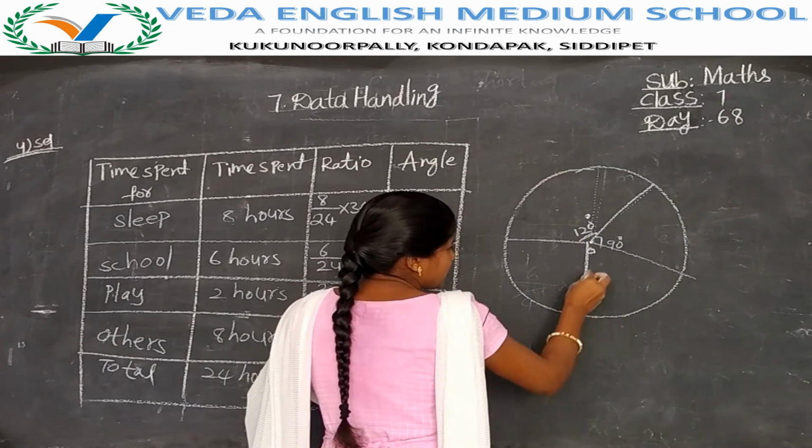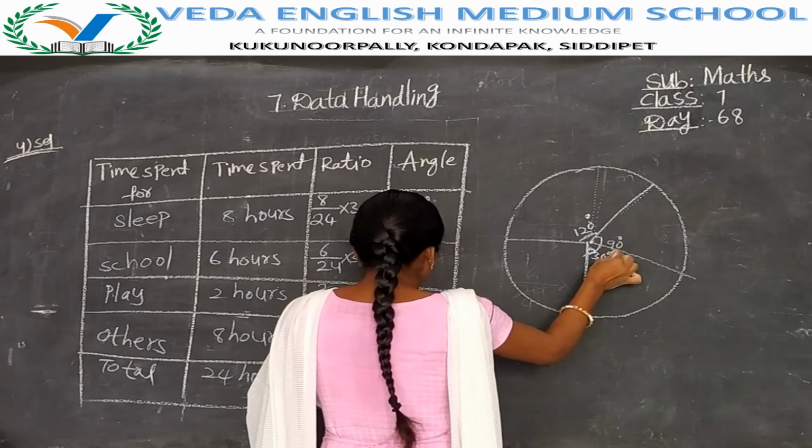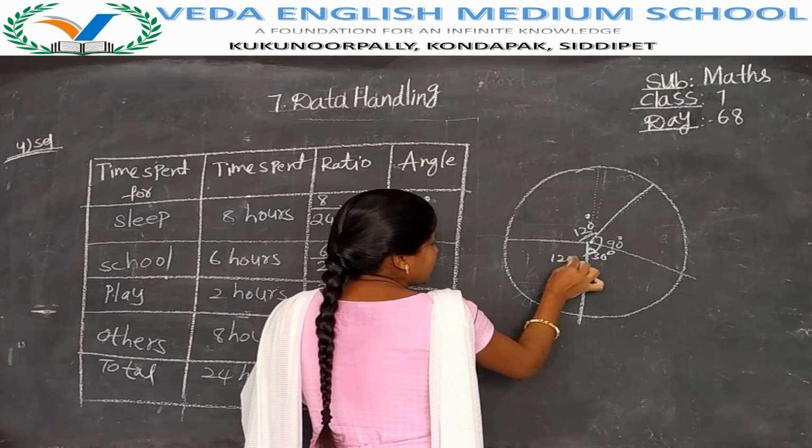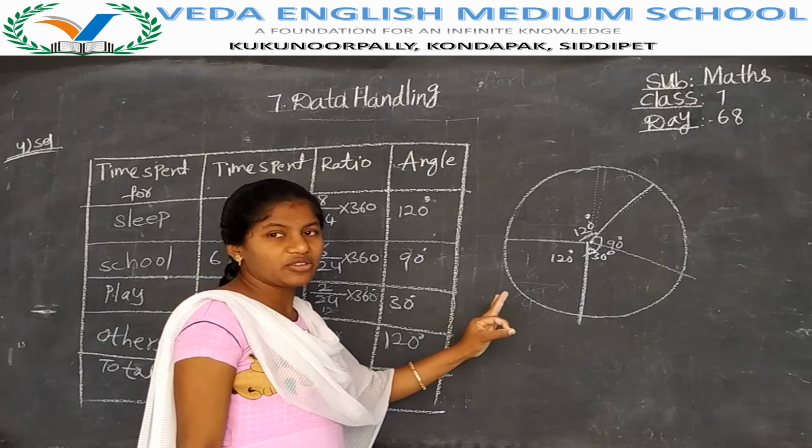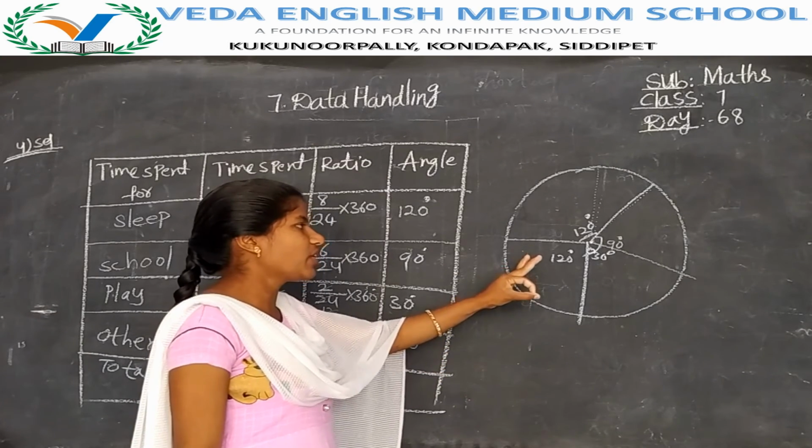Next, 30 degrees, draw 30 here. Then the remaining total is 120 degrees like that. So I did not draw correctly. I did not draw exactly, I drew roughly. So by using the protractor you have to draw.